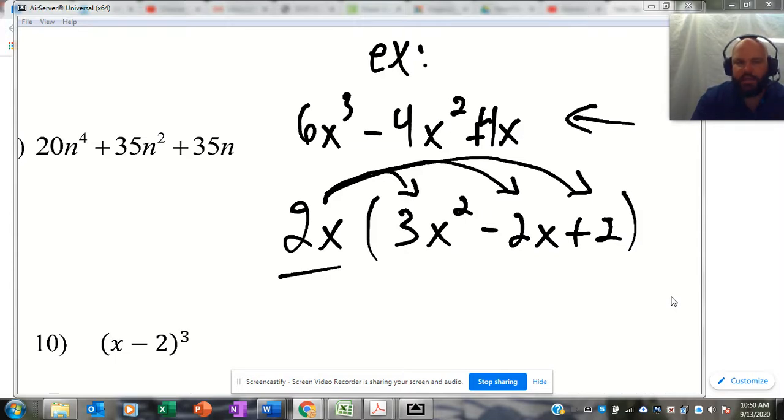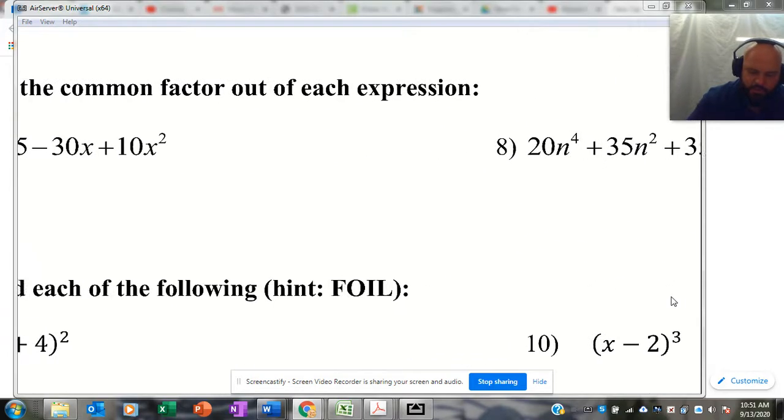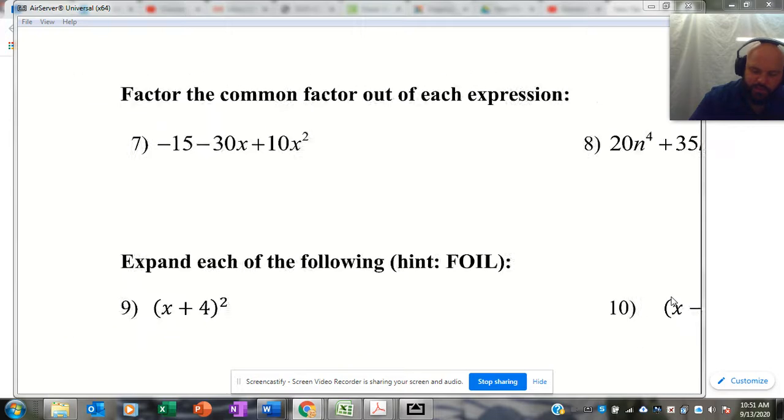So again, these are two steps. You have to determine the biggest number that will come out of all the numbers, and then the most amount of variable that will come out of each of those equally. And then you can write your GCF, which is your 2x. So that's an example of what you're going to be doing for number 7 and number 8, where it says factor out the common factor out of each expression.